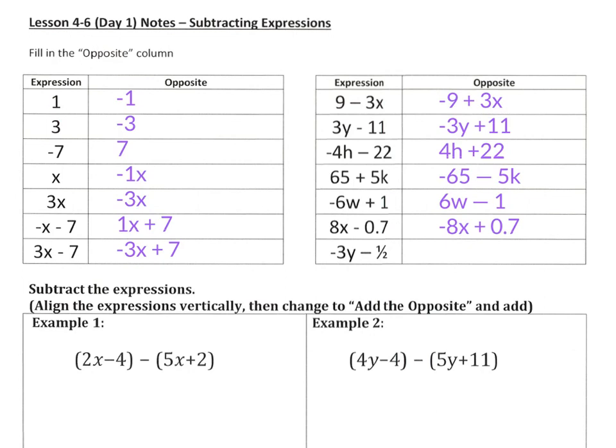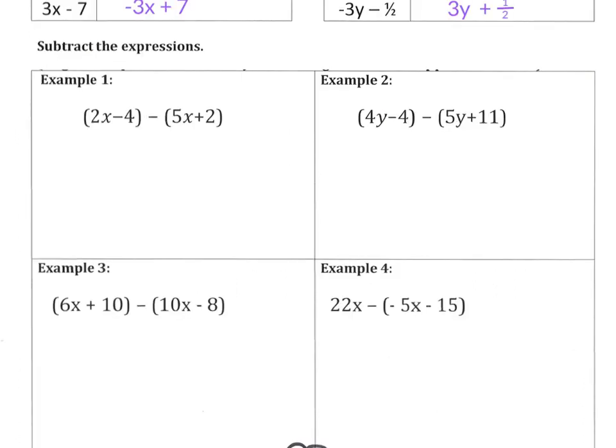Last one, the opposite of negative 3y minus 1/2. So the opposite of negative 3y would be a positive 3y. And then the opposite of negative 1/2 would be the positive 1/2. So the opposite of negative 3y minus 1/2 is 3y plus 1/2.